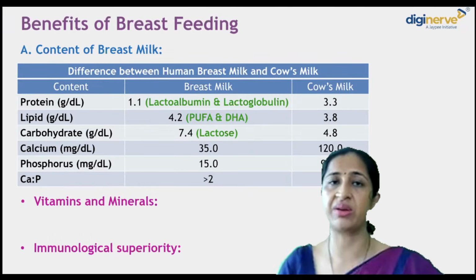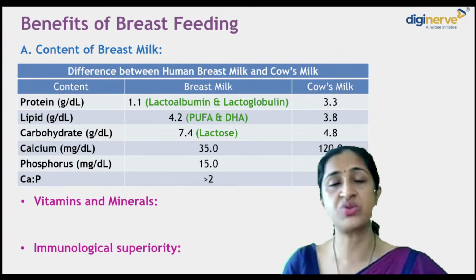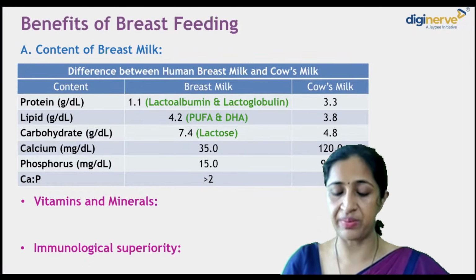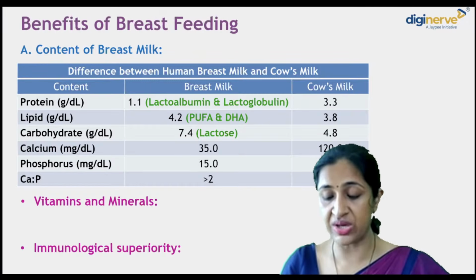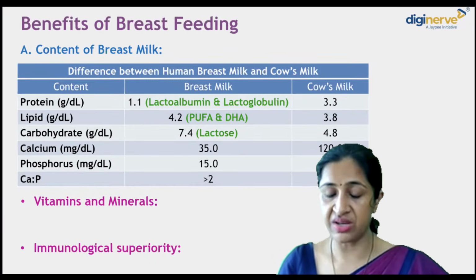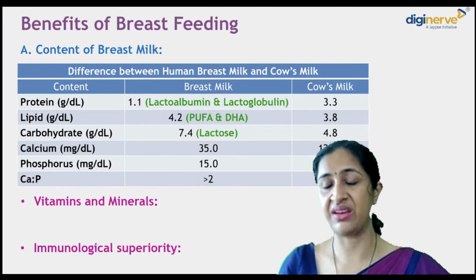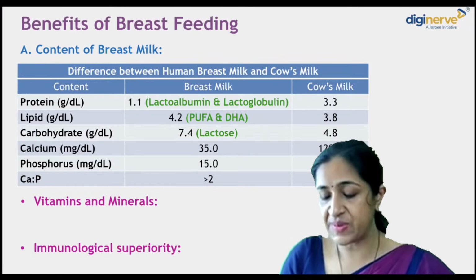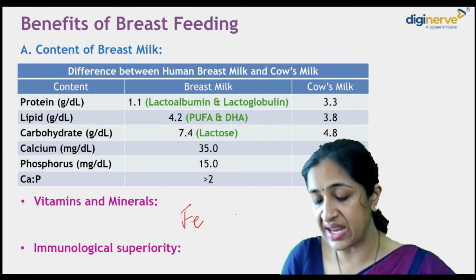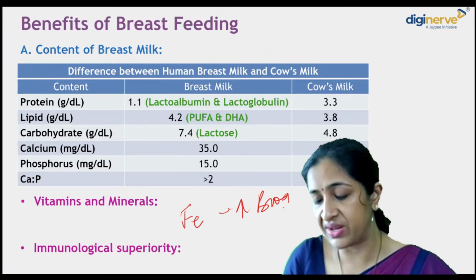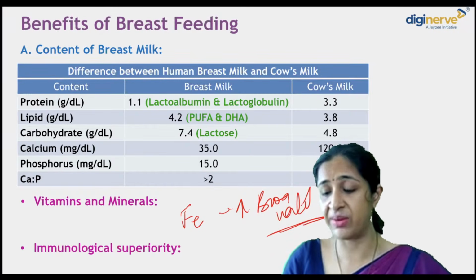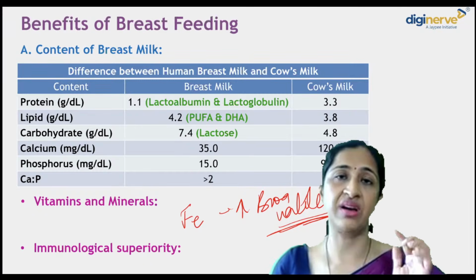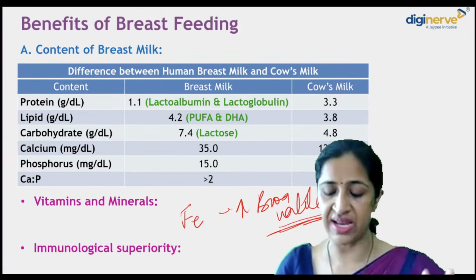In cow's milk, fore milk and hind milk, it is 4.8. Calcium, 35 milligram per 100 ml. Phosphorus, 15, a 1:2 ratio. The calcium phosphorus ratio is 1:2, whereas in cow's milk it is less than 1:2 ratio. The most important mineral we're looking at is iron, which has greater bioavailability. Very important: iron is deficient in any milk. However, in human milk, bioavailability of iron is high.